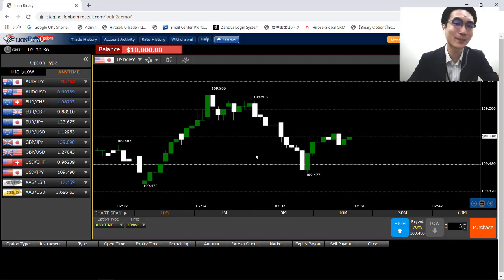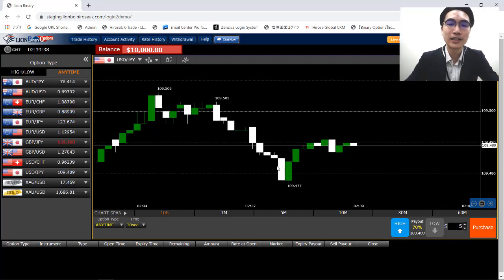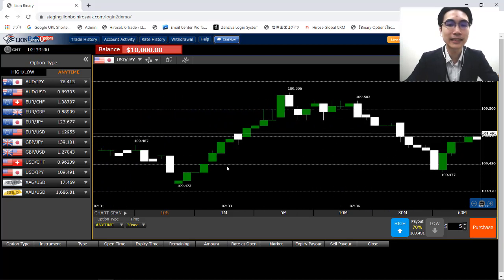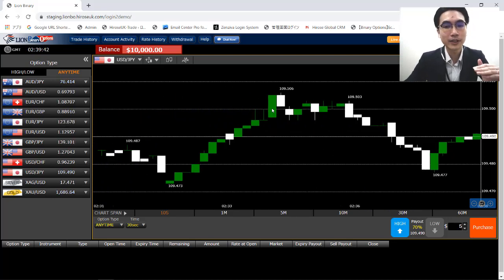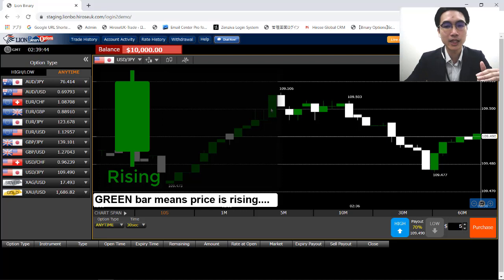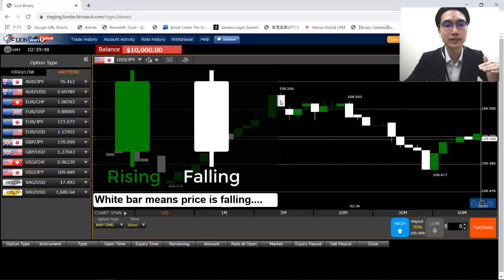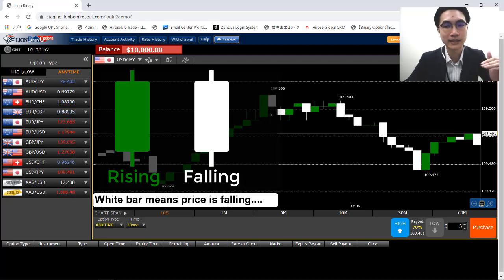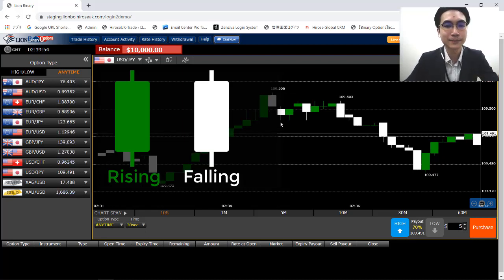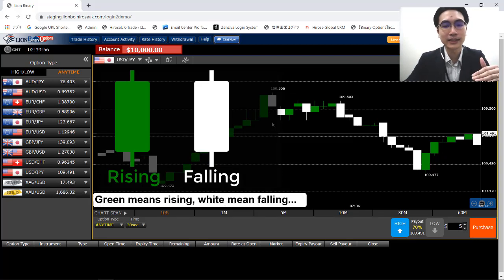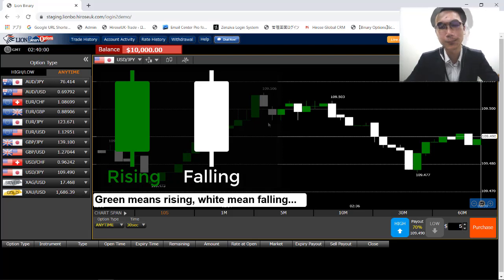Don't get panicked yet. It's pretty simple. Let's zoom in a little bit. Then the green bar here means that the exchange rate is going up. The white bar here is indicating that the exchange rate is going down. Pretty simple. Green means that the price is going up. White means that the price is going low.